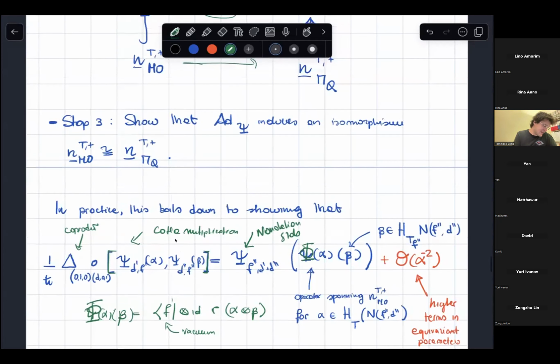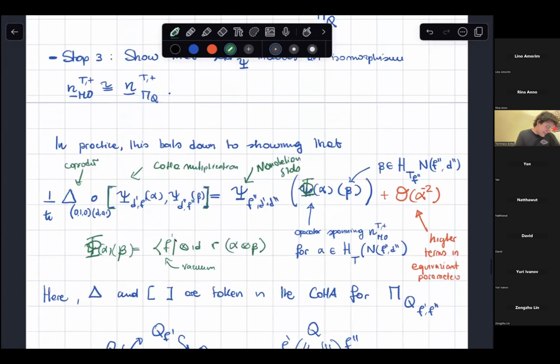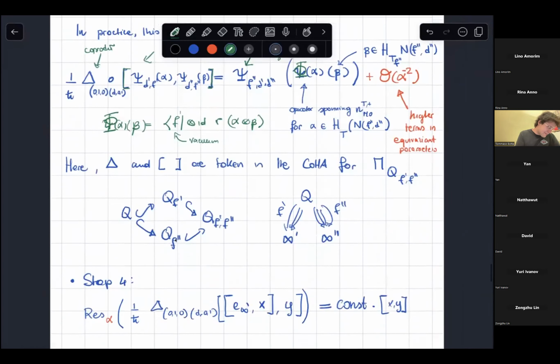essentially the philosophical reason why such a statement should hold, because somehow stable envelope and its inverse for different chambers should be thought of like product and coproduct in the cohomological algebra.